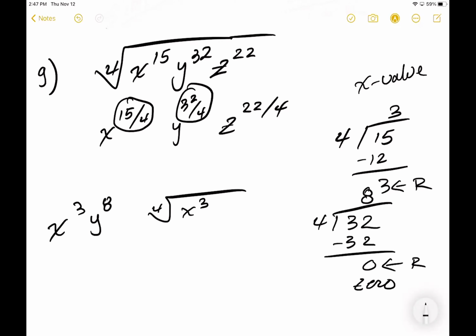Right? Your y, you have a pair of 4, meaning in order for it to go out, they need 4 of the y. You have 8 pairs of 4. That's why y to the 8.